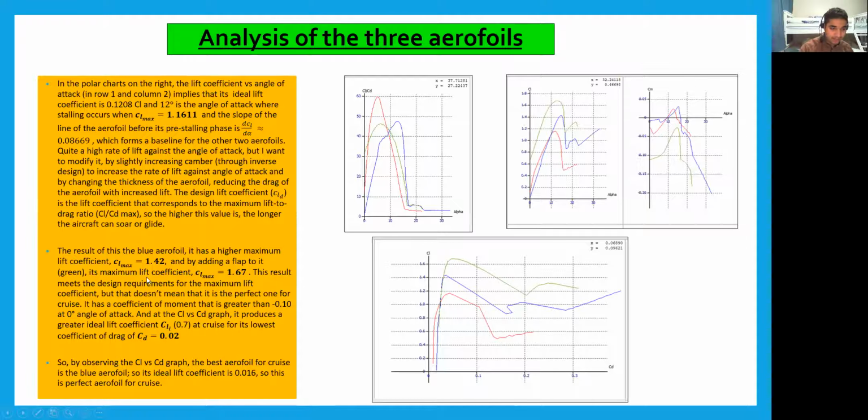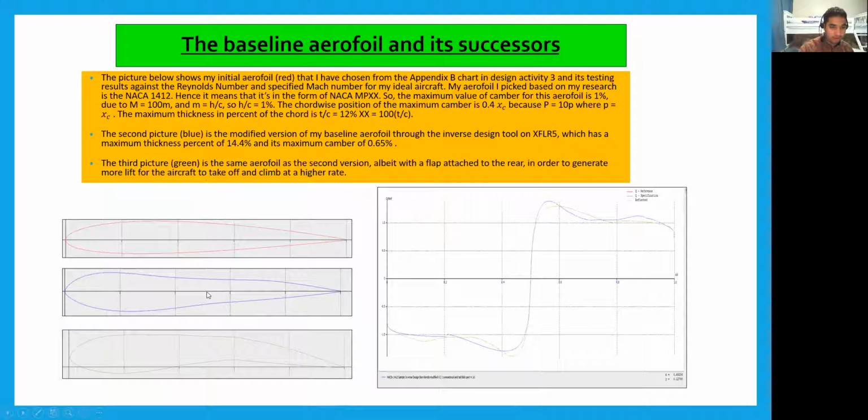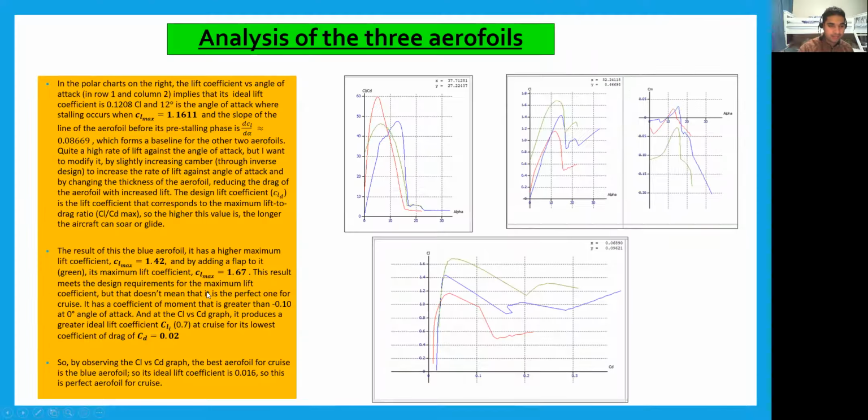By modifying this, my inverse design blue airfoil, I was able to increase my CL max, which is 1.42, and adding a flap greatly raises the CL max, which is 1.67. This meets the design requirements of max lift coefficient, but it isn't the perfect one for the cruise.